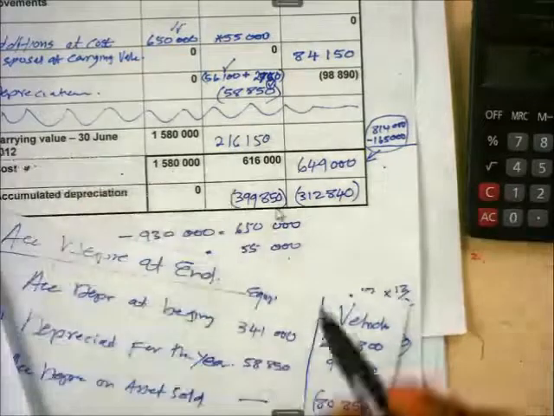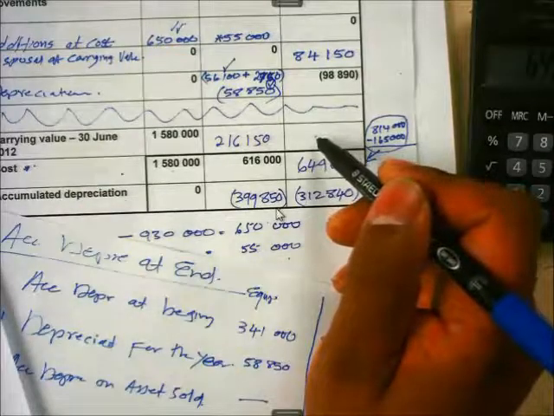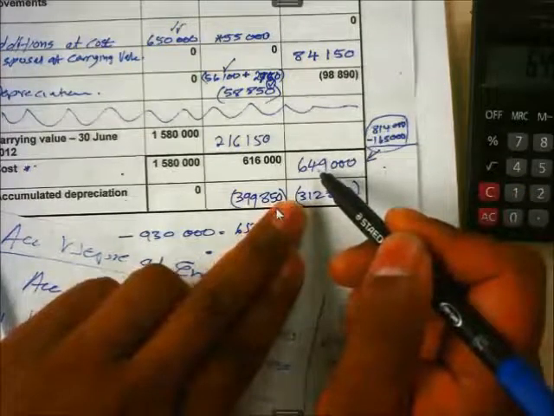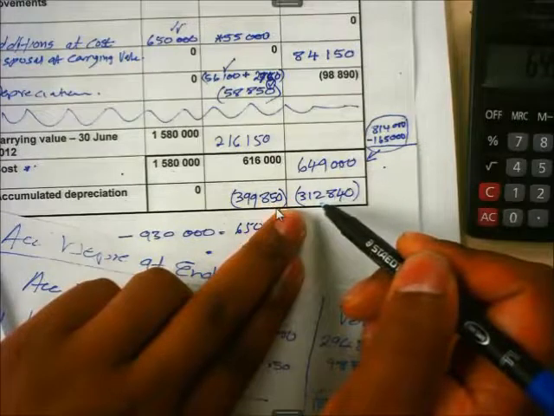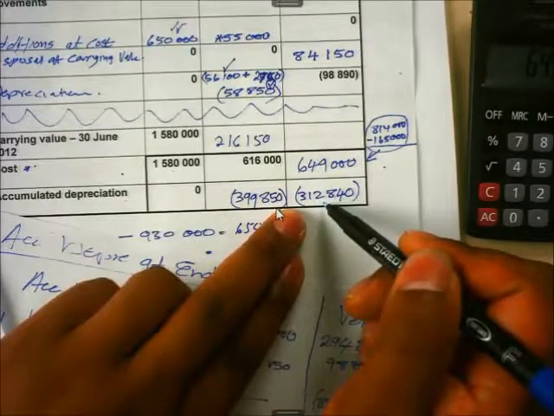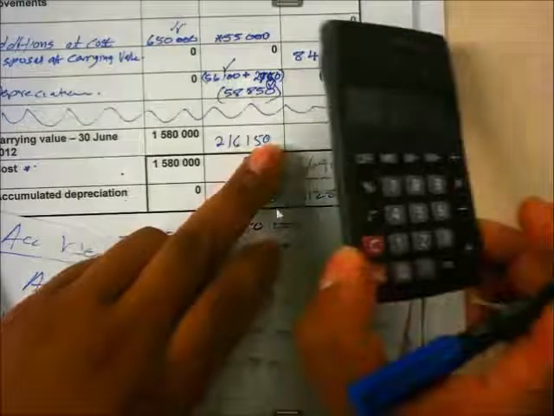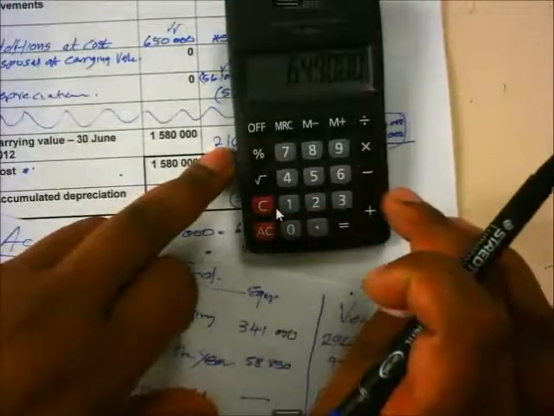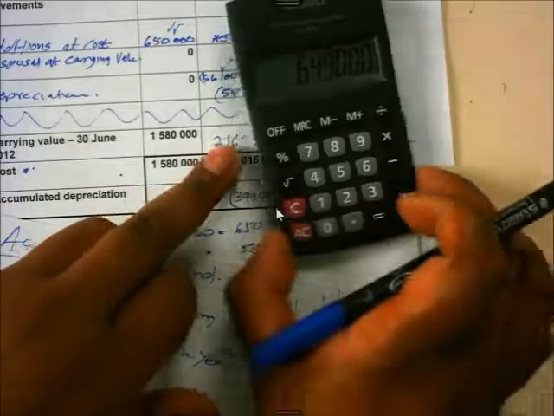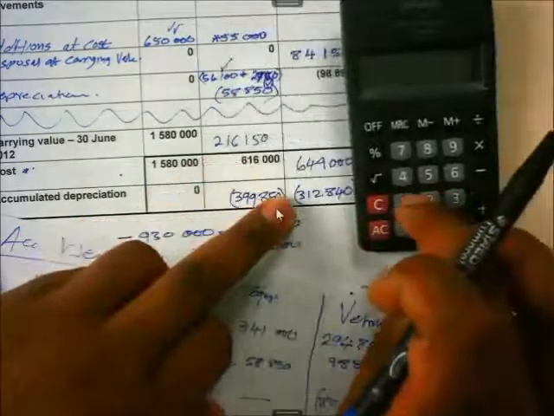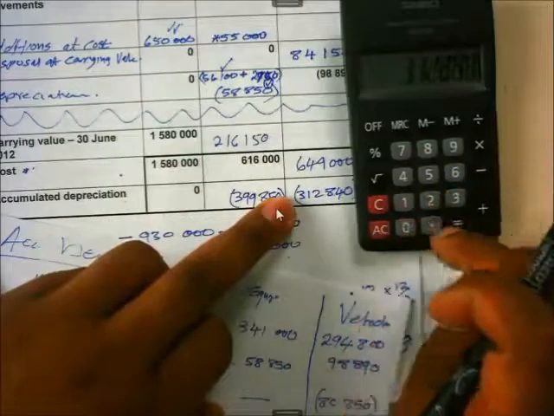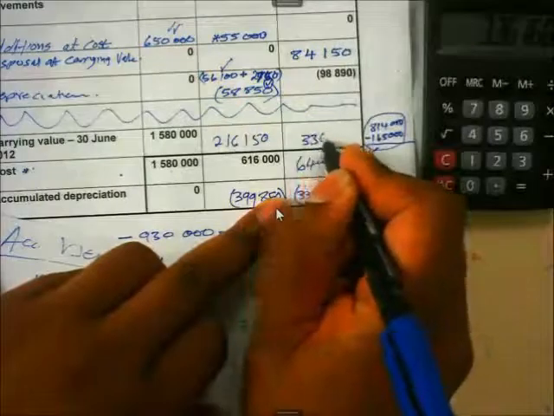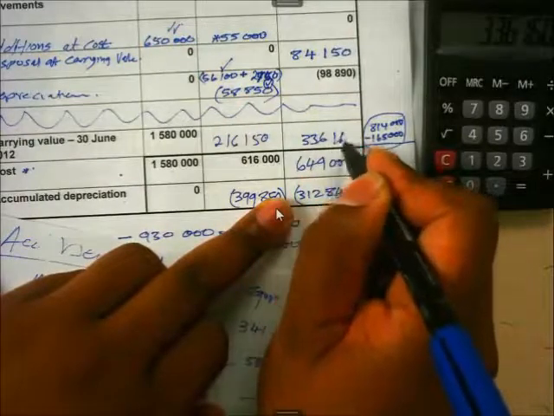Because I have this, in order to calculate the carrying value of vehicles at the end of the year, I simply say cost price of vehicle at the end of the year minus accumulated depreciation of vehicles at the end of the year. It should give us the carrying value at the end of the year. Now, you are saying this minus 649,000 minus 312,840. It gives us 336,160.